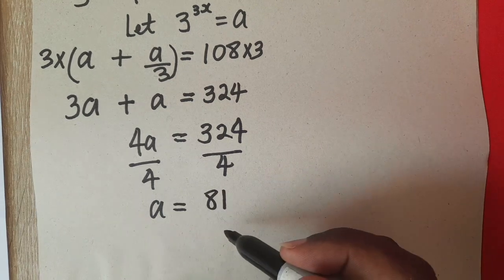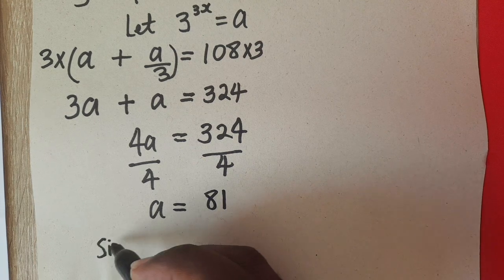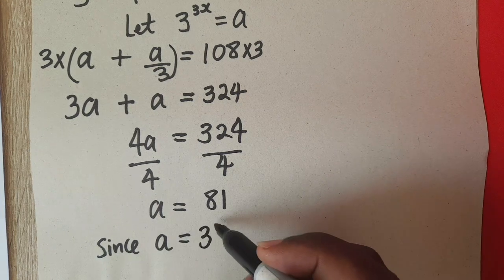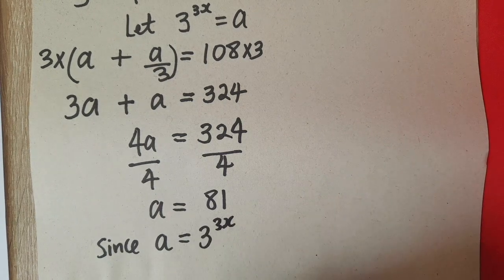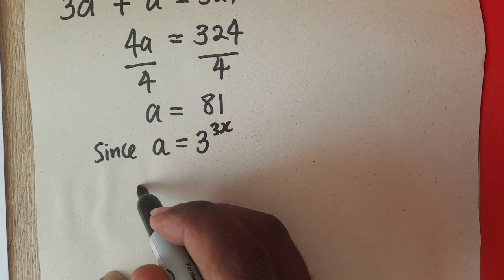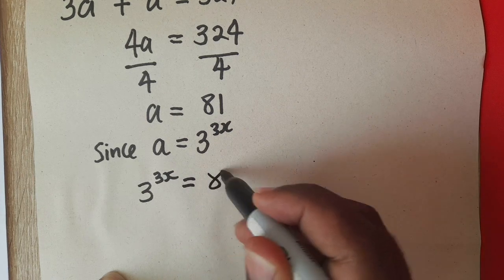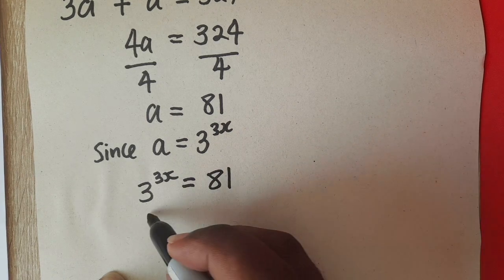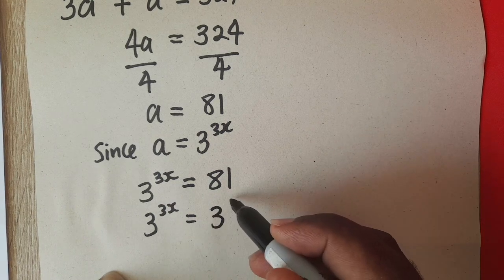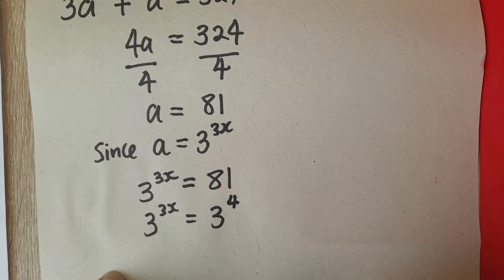Now that's not what we're looking for. So remember what a was. Since a is equal to 3 to the power of x, that means we can substitute that a with 3 to the power of 3x and set it equal to 81. And then once you see that it's in that form, we need to rewrite 81 with a base 3, so it's going to be 3 to the power of 4.